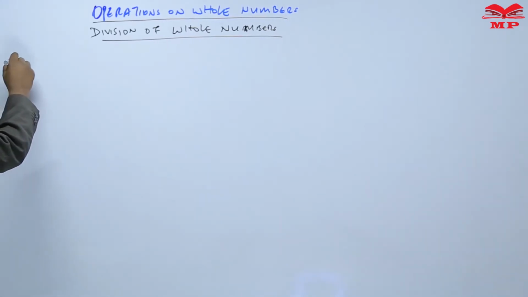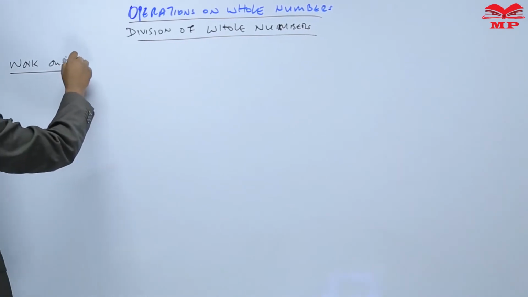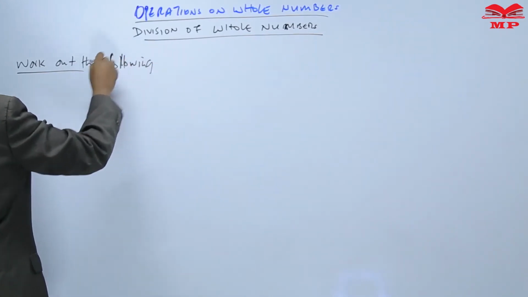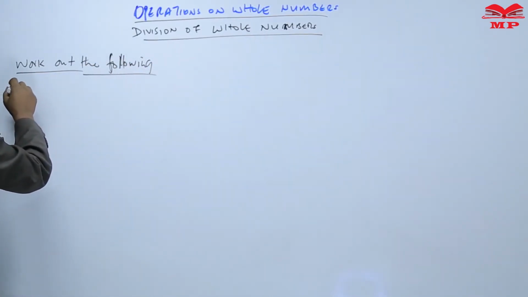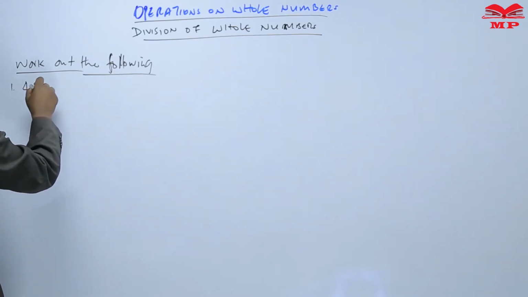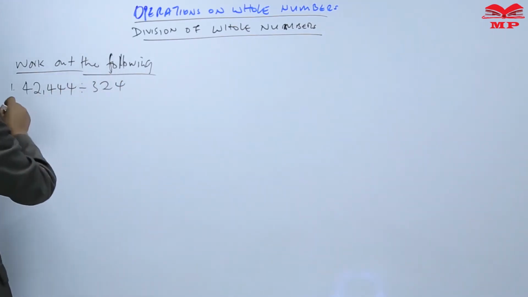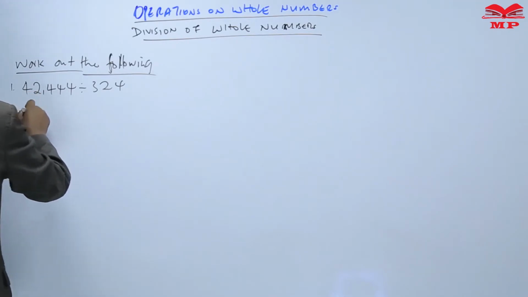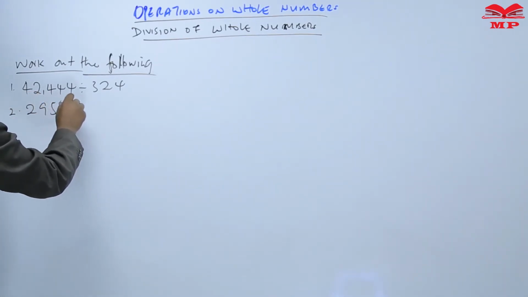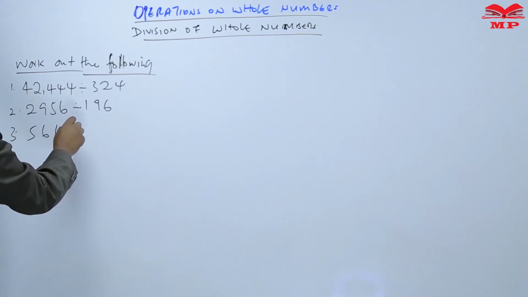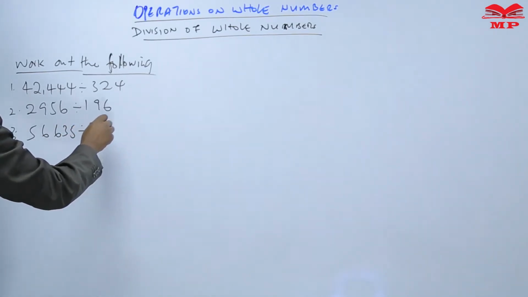Work out the following. 1. 42,444 divided by 324. 2. 2,956 divided by 196. 3. 56,635 divided by 235.